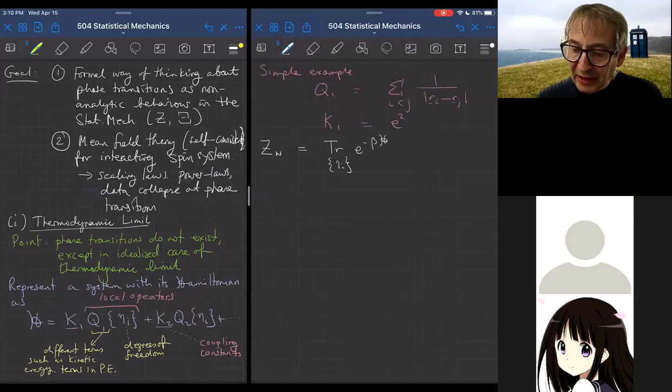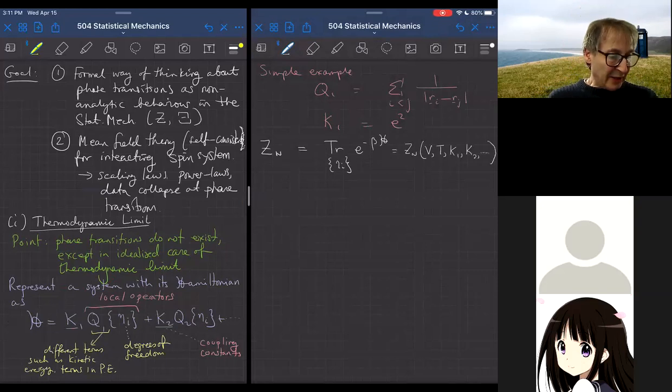So once we've done the integral over all the degrees of freedom eta, what do we have left? We have a partition function, which is a function of several things. It's a function of the volume, it's a function of the temperature, and then it's going to be a function of the coupling constants K1, K2, and so on and so forth. And so the partition function then is a function in a multi-dimensional space whose axes are these quantities over here. Okay, so that would be the partition function.